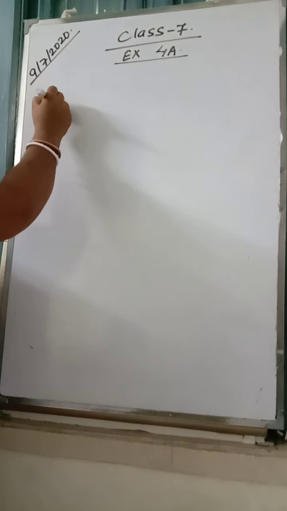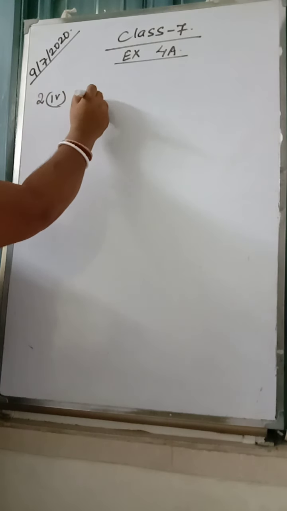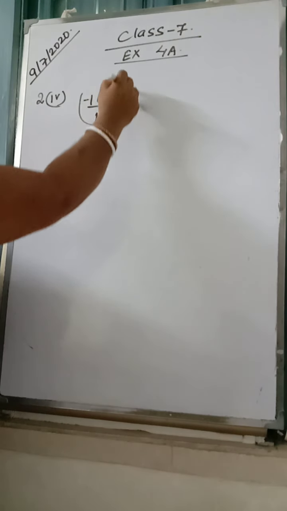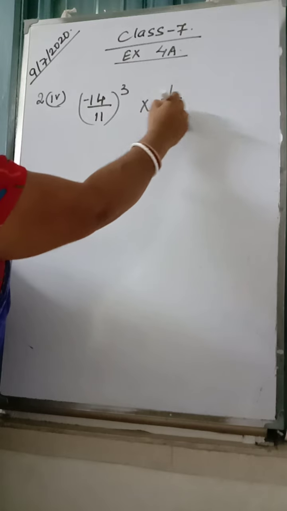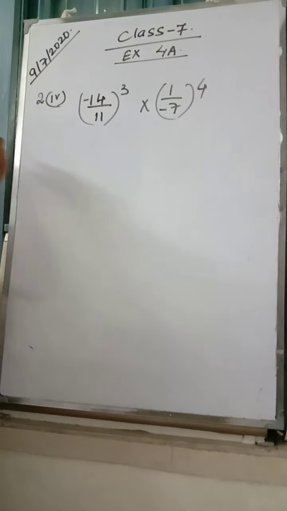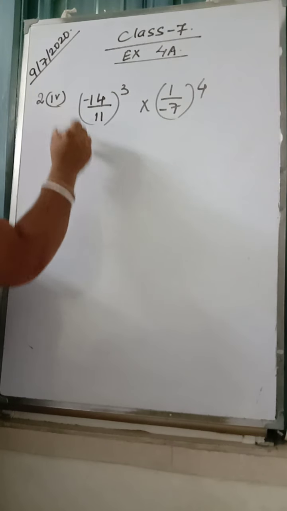Good morning, dears. Though we have completed up to question number 7 from exercise 4a, there were some doubts asked in the comment box. So we'll be first clearing the doubts. The first doubt was question number 2, 4. The question is (−14/11)³ × (1/−7)⁴. So what we are going to do is evaluate it.